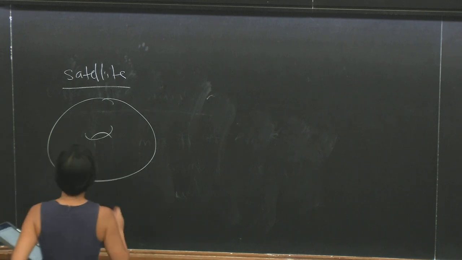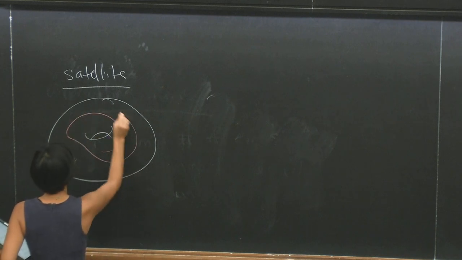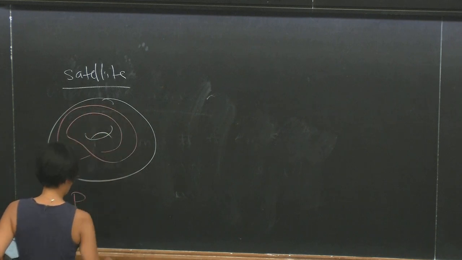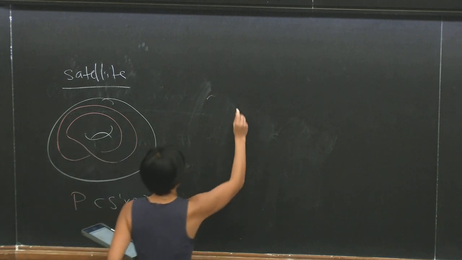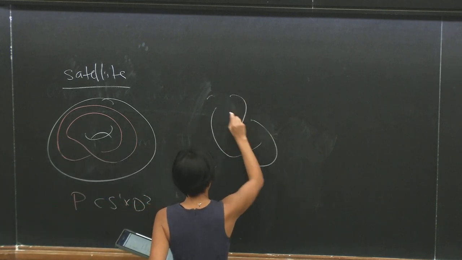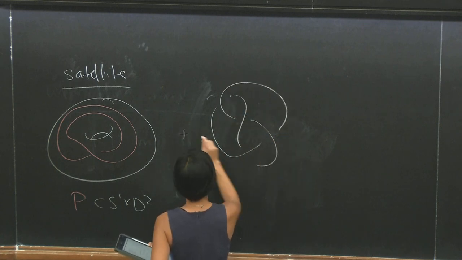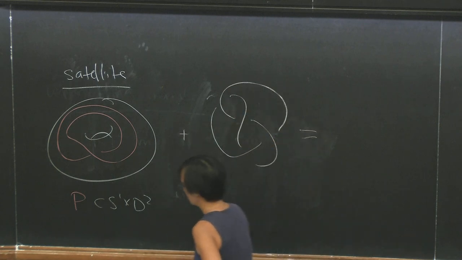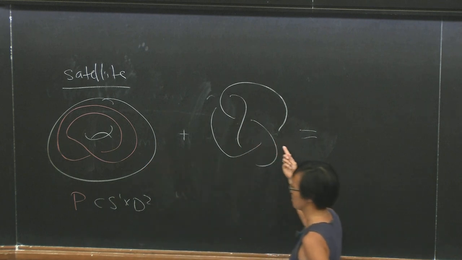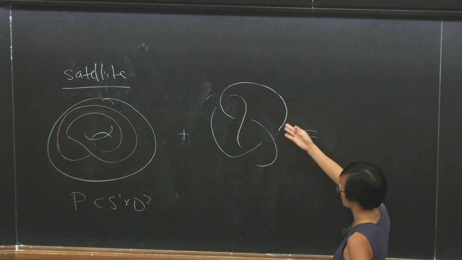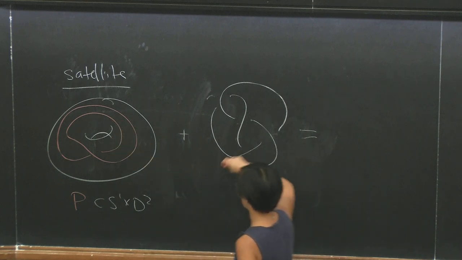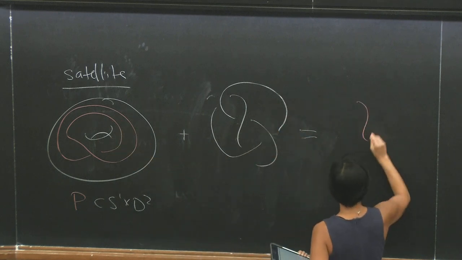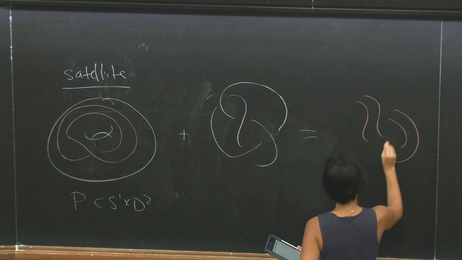Great, so maybe you have some pattern P in the solid torus, and you have some companion knot. And then you basically tie your solid torus into the knot, or more precisely, remove a tubular neighborhood of this knot and glue in the solid torus, where the longitude of your solid torus goes to a Seifert frame longitude of your companion.